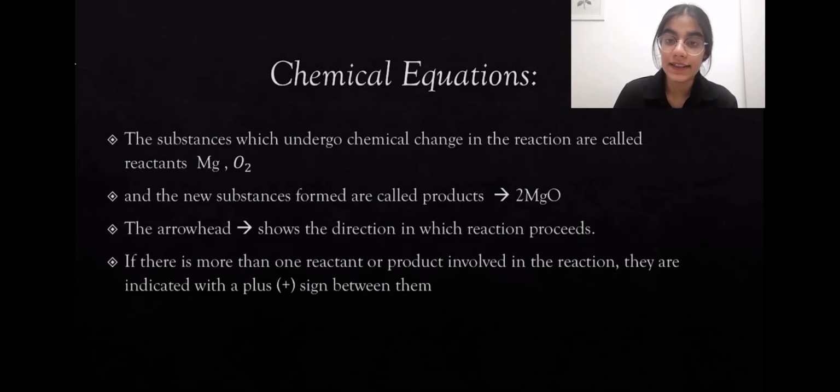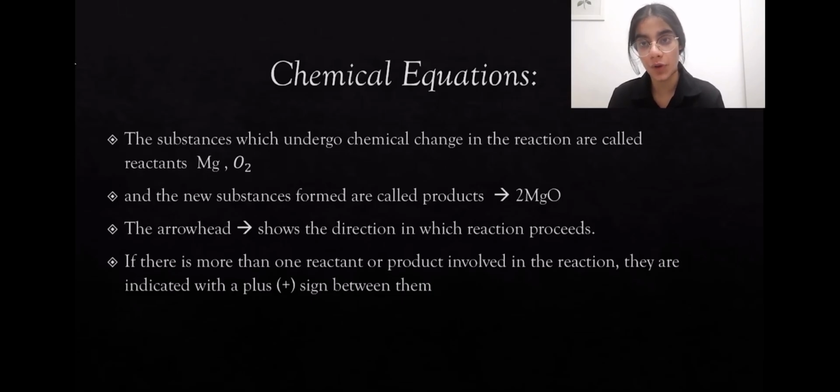So, the substances which undergo a chemical change in the reaction are called reactants, for example, magnesium and oxygen. And the new substance that is formed after the chemical change takes place is called the product or products, like magnesium oxide. When magnesium and oxygen react under certain conditions, the new product formed after the chemical reaction is magnesium oxide.